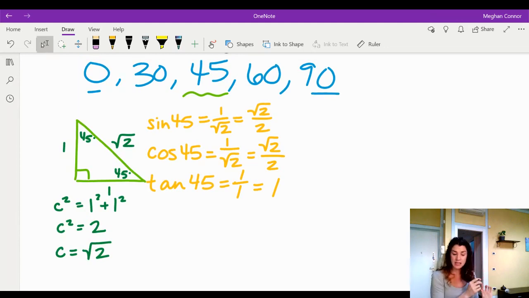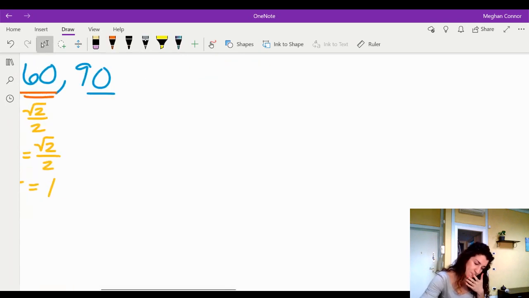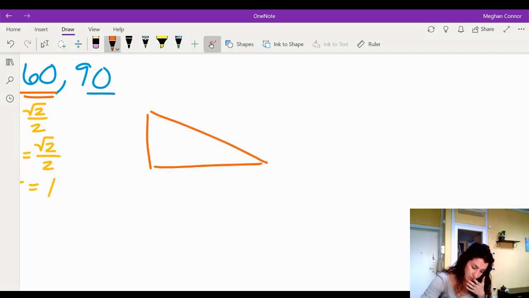And that's how it's made, is that you've got this idea of an isosceles triangle. You label the two side lengths as 1, and then solve using your Pythagorean theorem for that hypotenuse. 30, 60, 90 is going to be the next one we're going to explore. Right triangle. 60 is the larger, 30 is the smaller.